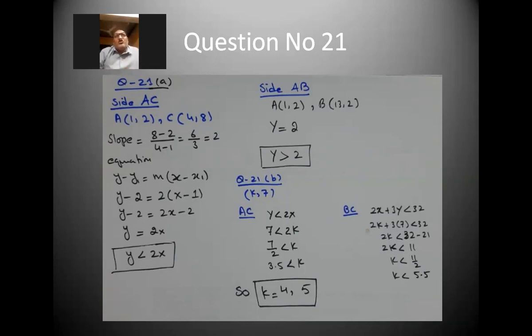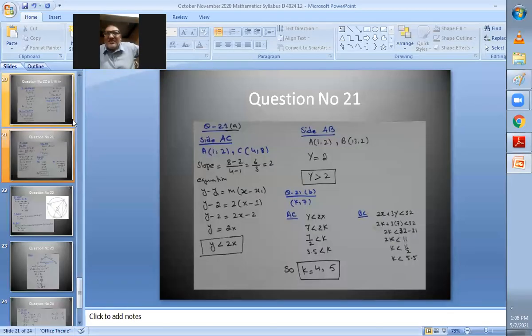So the k value should be more than 3.5 and less than 5.5. More than 3.5 will be 4 and 5, because you have to remain less than 5.5. So the integers will be 4 and 5. So the k values can be 4 and 5. That's the answer. This part is the tricky one. This last part, question number 21, B part, it's tricky. Put a star on this question. It's not easy.